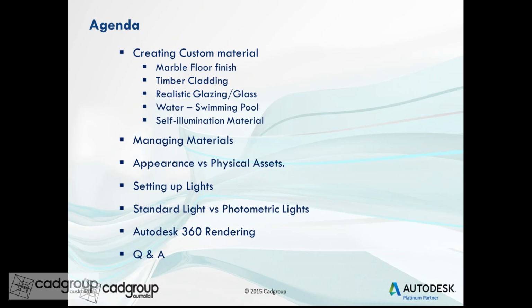I'll be giving you a bit of insight about appearance versus physical assets. We'll be looking at setting up lights, how to correctly set up the lights, and I will be talking about the standard light versus photometric lights, which will be one of my favorite topics as well. Next we'll be talking about Autodesk 360 rendering, which is available for subscription customers.